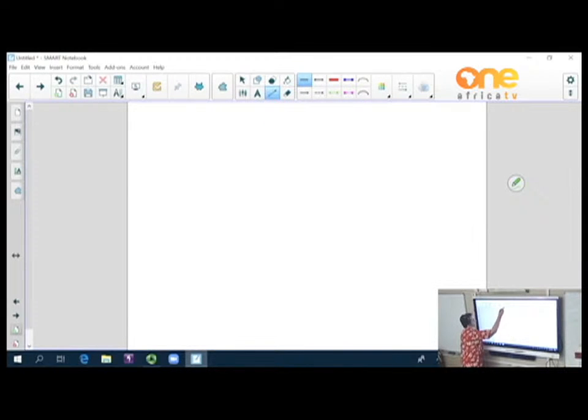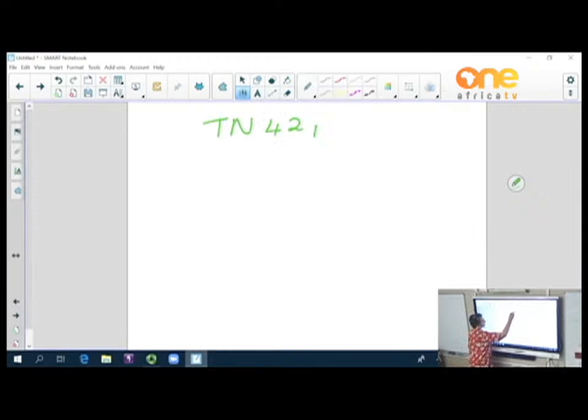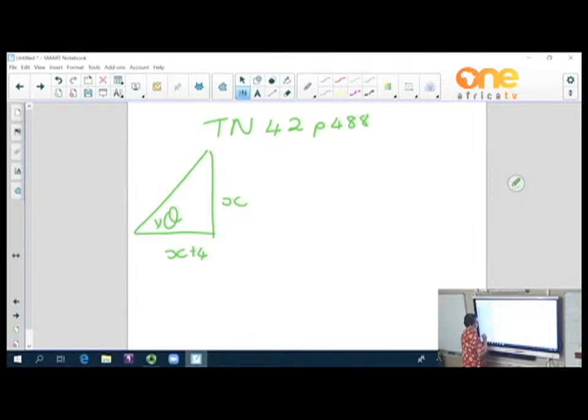Okay, so now we're looking at Try Now 42 on page 488. You have a right-angled triangle there. This one is x plus 4. Actually, this side there is y. Now, it starts there by saying the area of the triangle. So that is what you should work with.